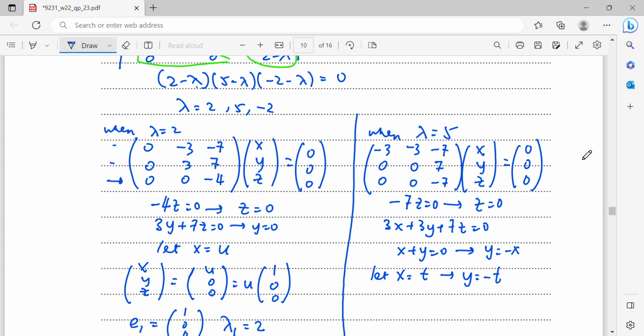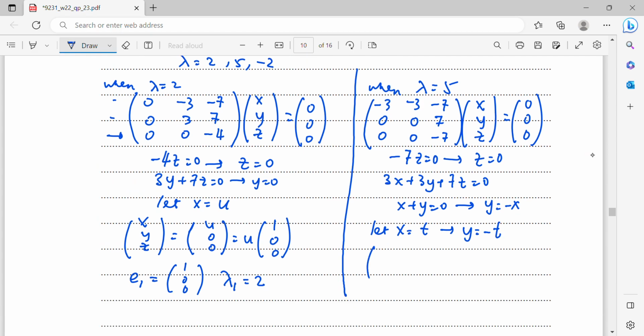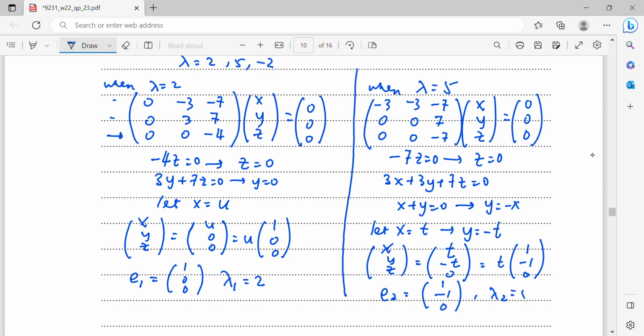Okay, so now rewrite the solution. My x is t, my y is minus t, my z is 0. And here I can factorize the t, so I'll get (1, minus 1, 0). So this is my second eigenvector. I let it be E2. My E2 will be (1, minus 1, 0), and the corresponding lambda 2 is 5.